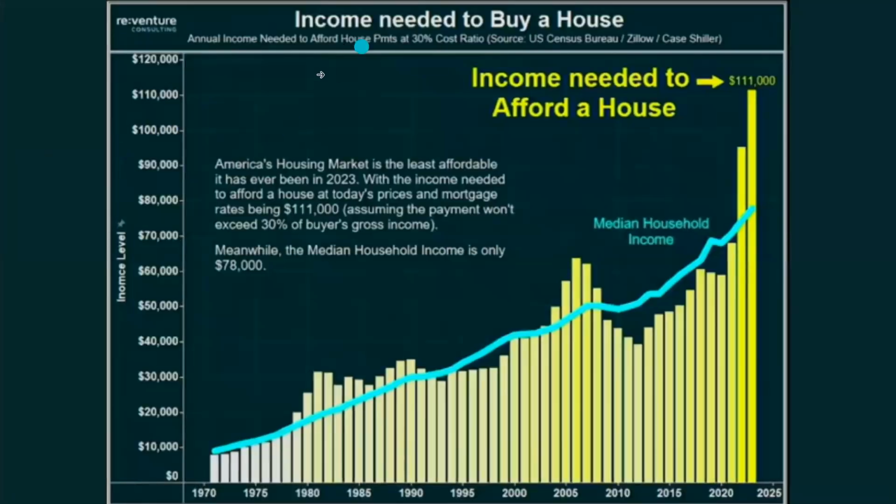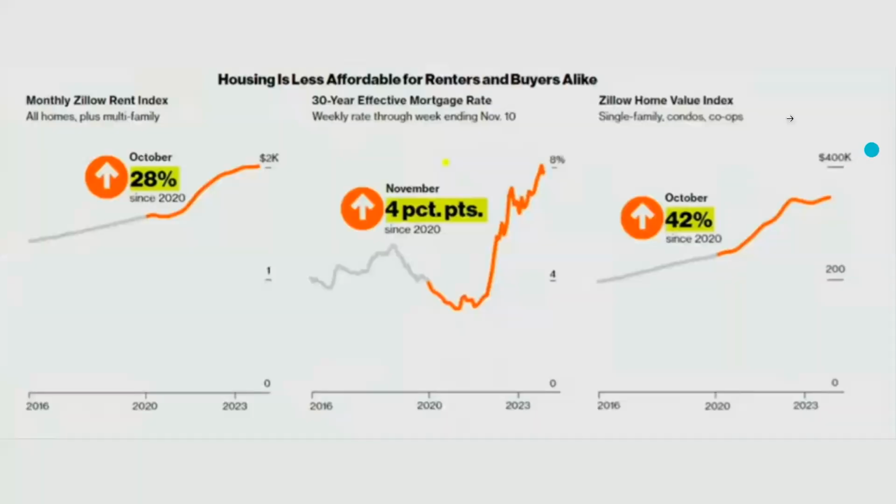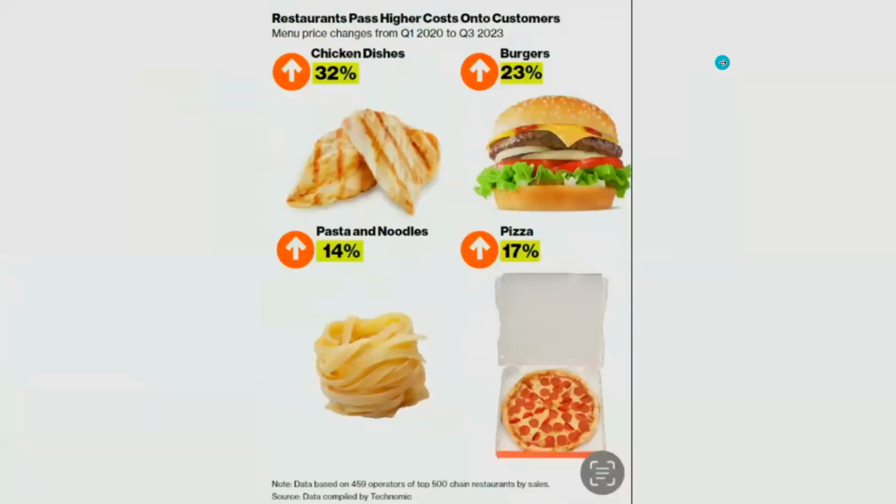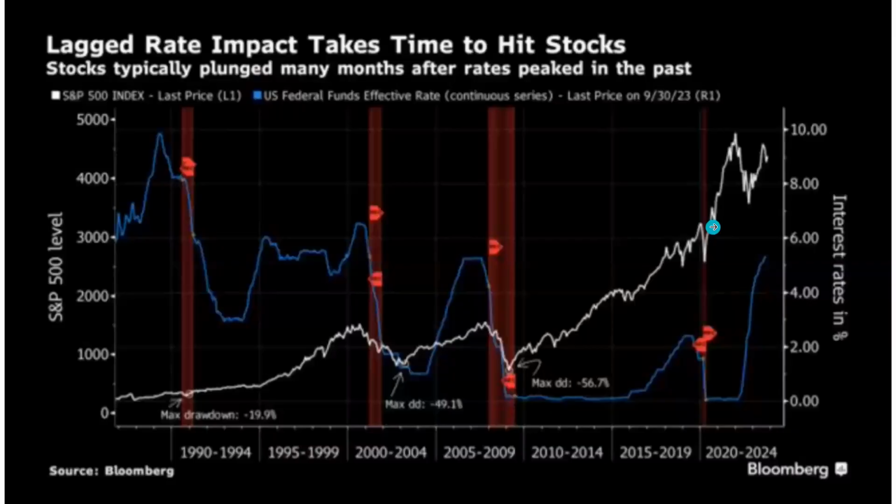What's up, tycoons? We cannot ignore the bearish data anymore. So we're finally going to cover a little bit of the bearish data for you guys. Go over the income needed to buy a house at an all-time high right now. We'll take a look at how housing is less affordable for renters and buyers alike, and how basically we've seen inflation just go up, right? And this is some data when it comes to food.